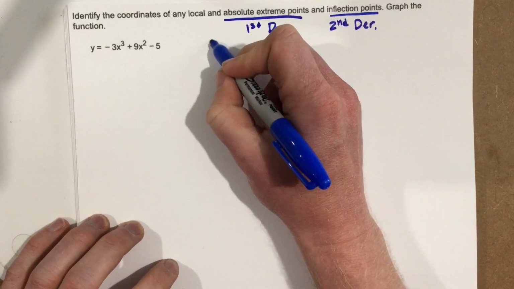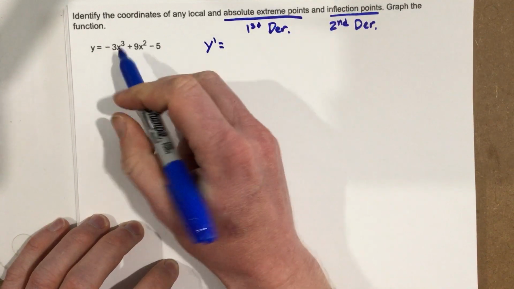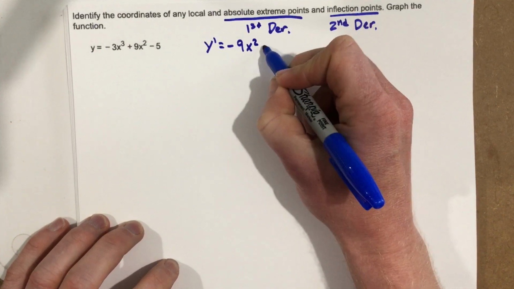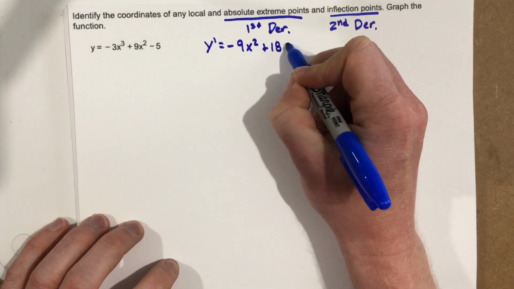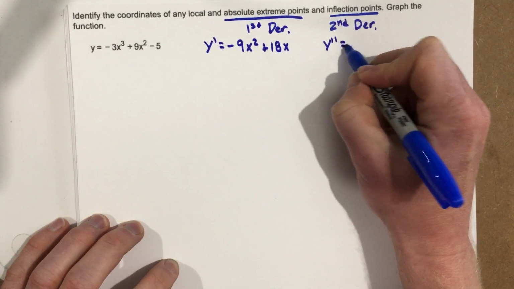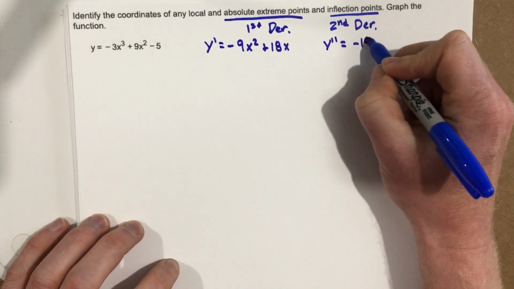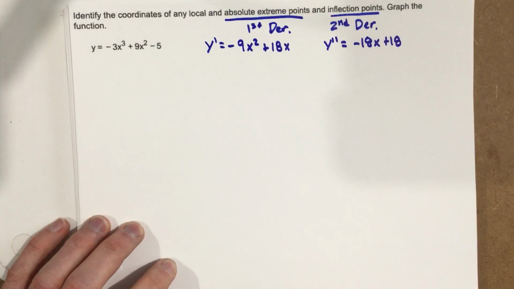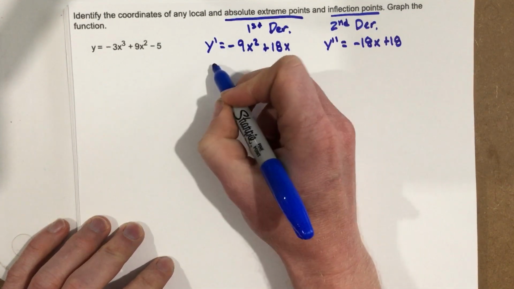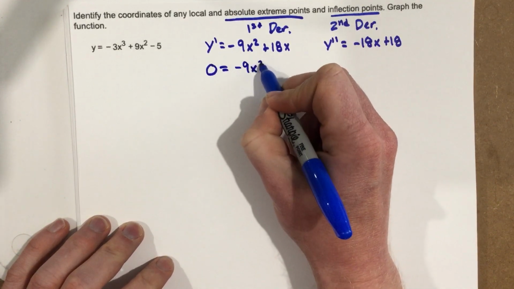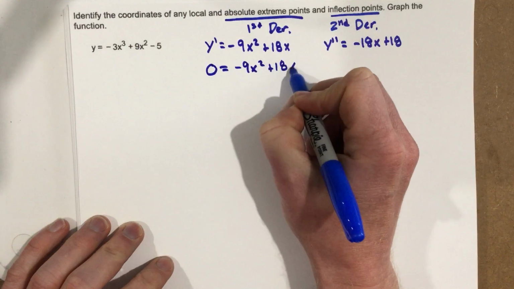We know that the first derivative, so y prime, is going to equal negative 9x squared plus 18x. The second derivative is going to equal negative 18x plus 18. Now remember, we set this equal to 0. So we say the slope here is 0. We're looking for the roots for our first derivative.